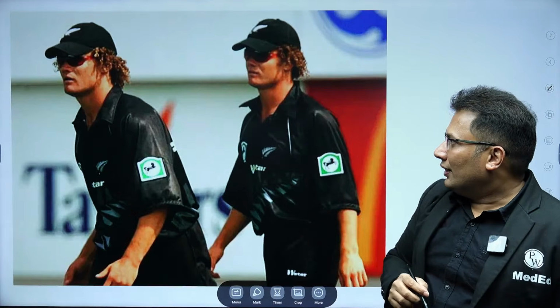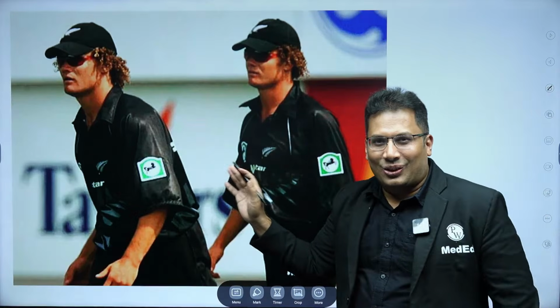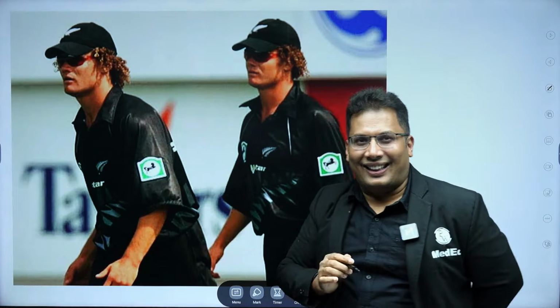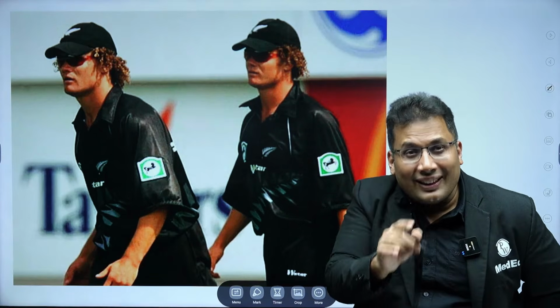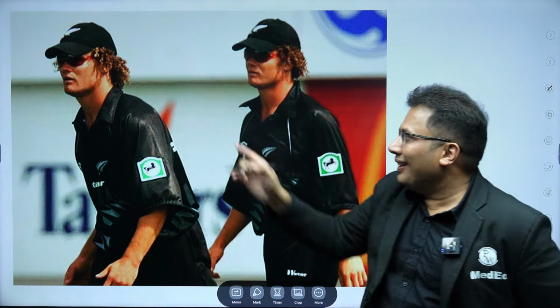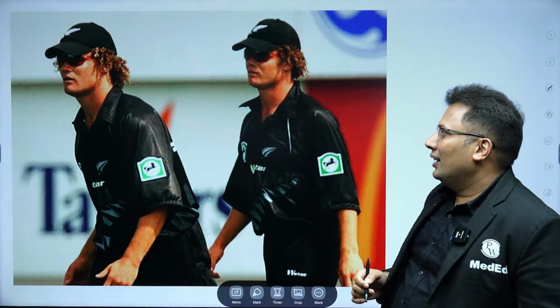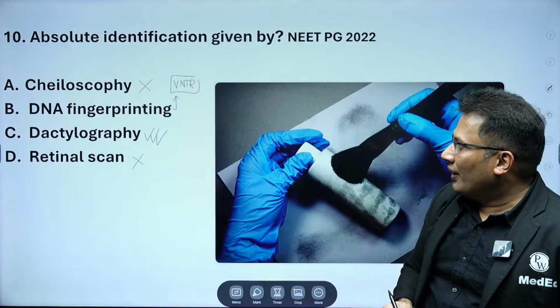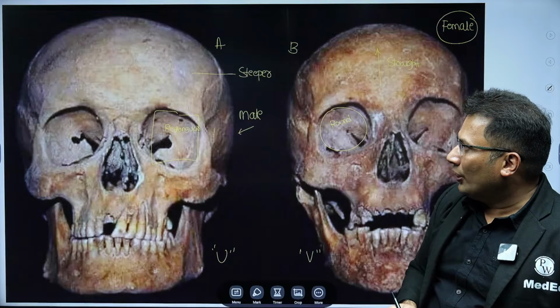चलो. Now interesting picture देखो. Identical cricketers, I think from New Zealand. In identical twins, VNTR is same, DNA fingerprint is same. We cannot identify with the help of DNA fingerprint. In that, you use fingerprint. Fingerprint is different. So this is the importance of forensic medicine. I hope you understood the important topic today.